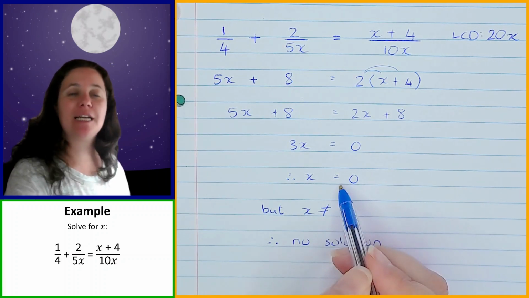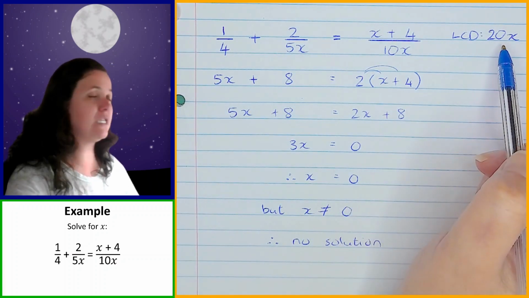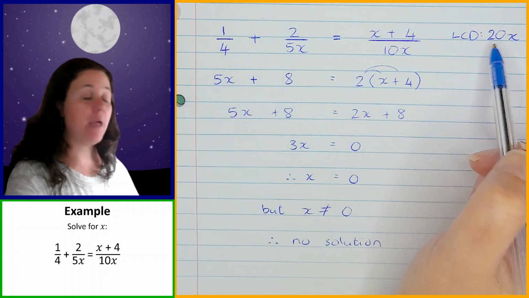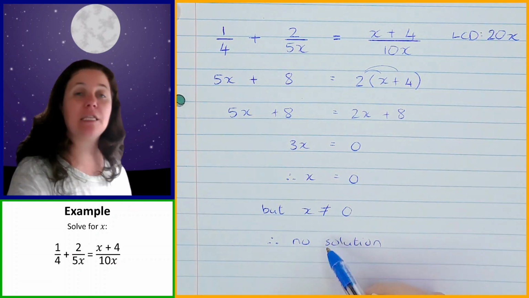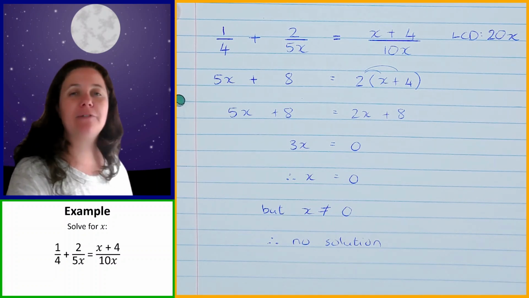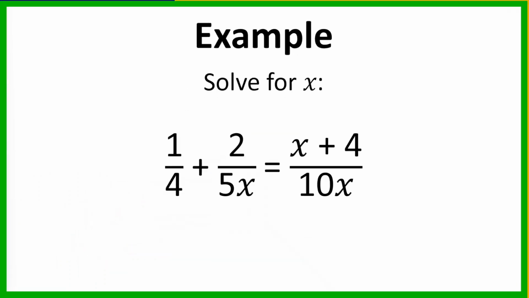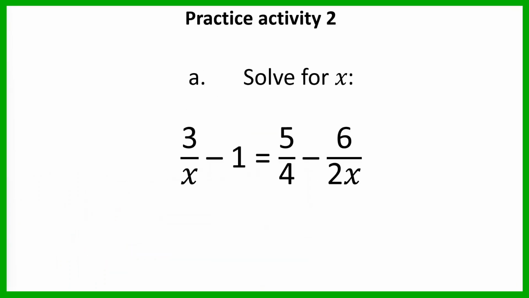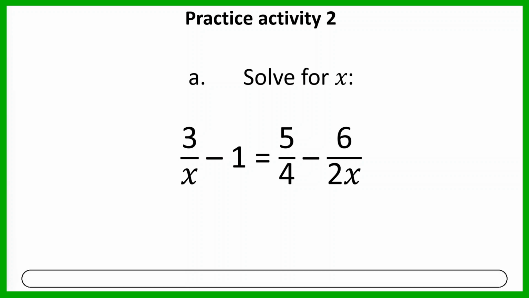Okay, so you always need to check and see if the value that you get for x causes your LCD to be 0. And if it does, it means that there's no solution. Okay, now I'm going to give you a few that you're going to do for yourself. In question A, we've got 3 over x minus 1 equals 5 over 4 minus 6 over 2x. I'm going to give you 1 minute to solve this equation.